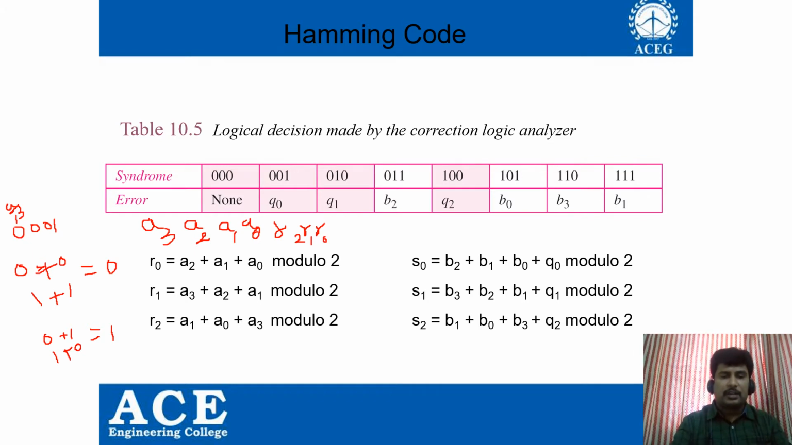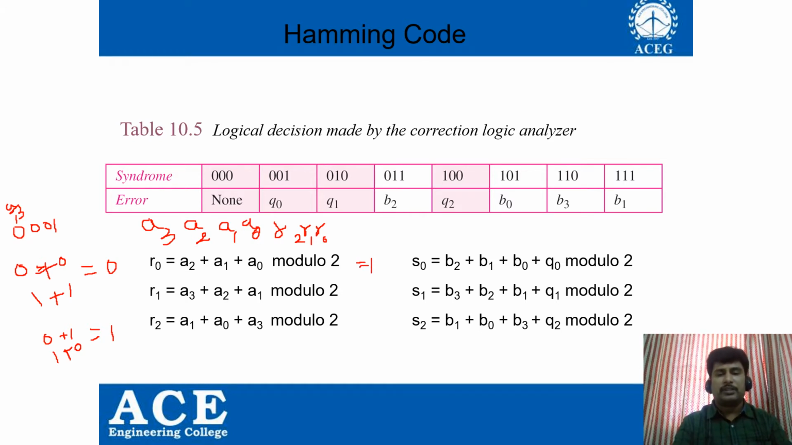Let's start with R0. R0 is equal to the modulo 2 addition of A2, A1 and A0. What are A2, A1 and A0 here? A2 is 0, A1 is 0 and A0 is 1. So let's start the modulo addition. First A2, 0, modulo 2 addition with A1, 0. 0 modulo addition with 0 is 0, and the resultant 0 modulo 2 addition with 1 is 1. So R0 here will be 1.